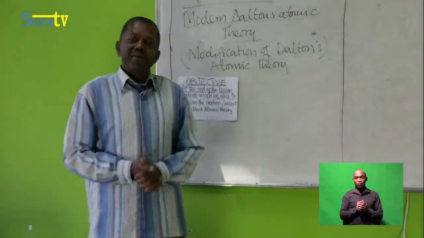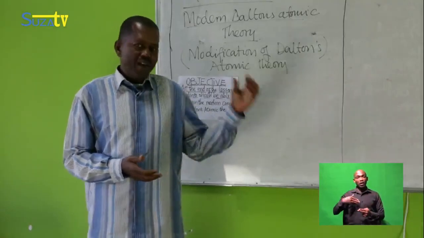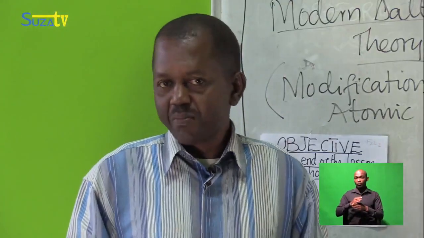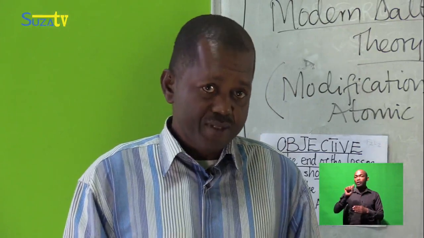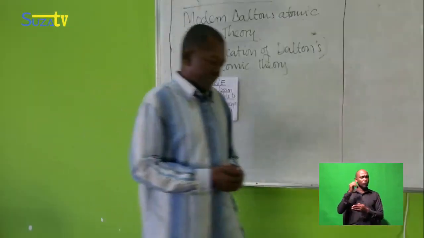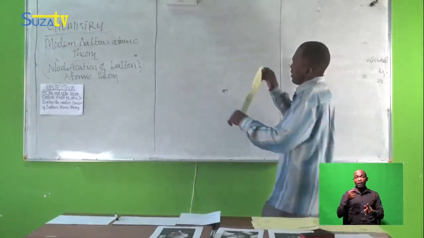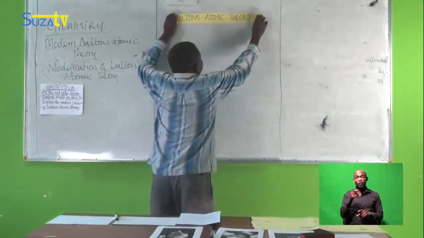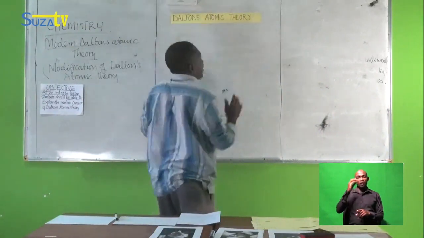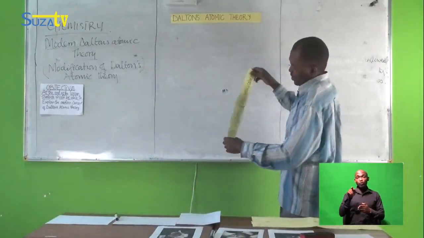By starting our lesson today, I would like to remind you that we have learned about Dalton atomic theory. So do you remember those 5 postulates that were proposed by Dalton? Do you remember them? Okay. So let me remind you, these are Dalton atomic theory. I'm going to show you, using this piece of manila sheet.